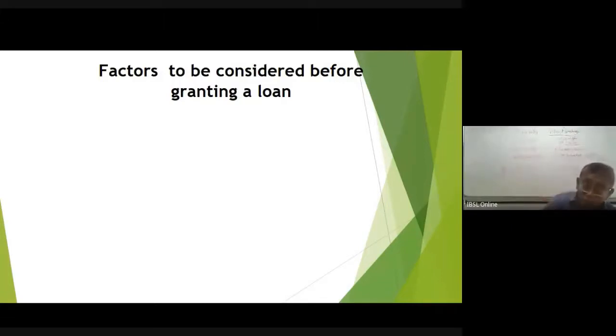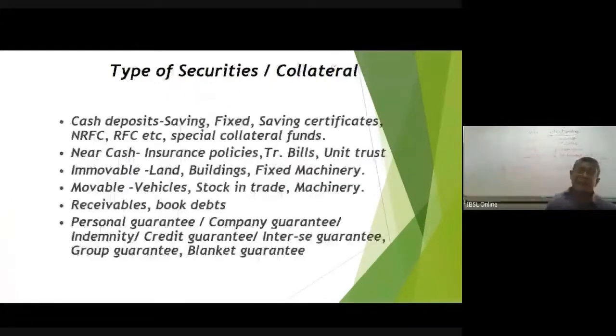And one of the elements of the 5Cs we discussed, what is that? Collateral. That is what I want to talk to you about. Right. Now, what do you mean by collateral? What is the best collateral you can take as a bank? What is the best risk-free loan you can give to a customer? That also has risk, but it is very easy.